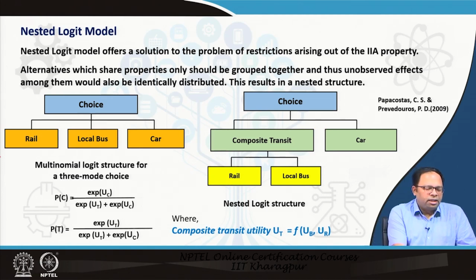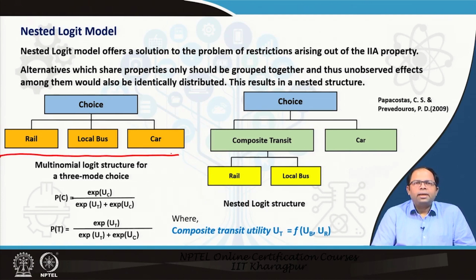So, in this part we see the basic MNL model, where we have three choices: the rail, local bus and car. And on this side what we do is we have the car which remains as it is. Instead of bus and rail, we put them in a group which is called composite transit. Why composite transit? Because it is a composite group of rail and bus which are both transit modes. Now, rail and bus are then part of this transit, which is part of this nest.